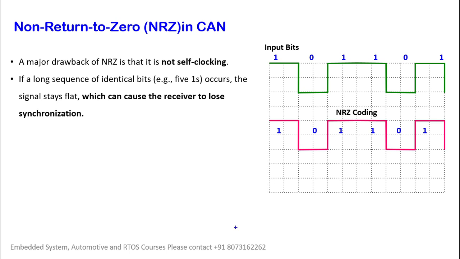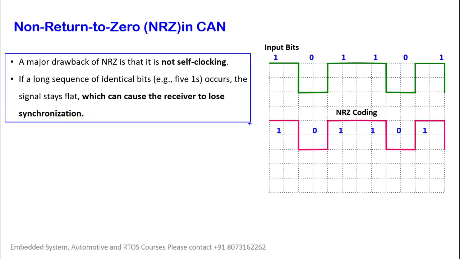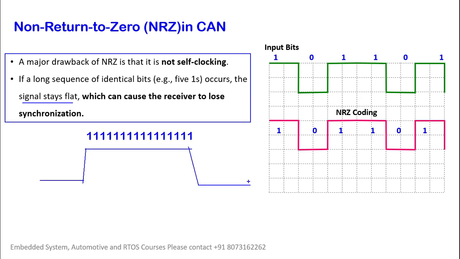Because they do not follow any self-clock mechanism, it is going to create a synchronization problem between the receiver and transmitter. For example, a longer sequence of identical bits, occurring more than 5 times, is going to create a flat signal. What do you mean by that? Signals will appear like a constant straight line when you're using NRZ coding.